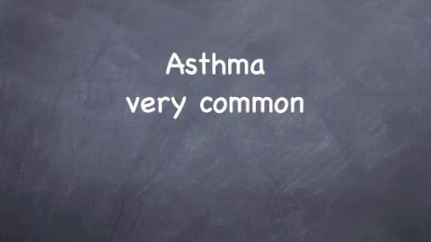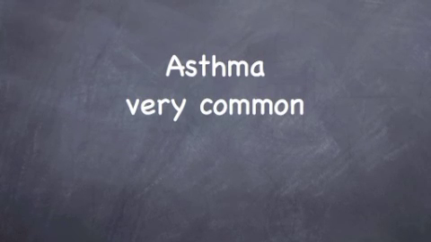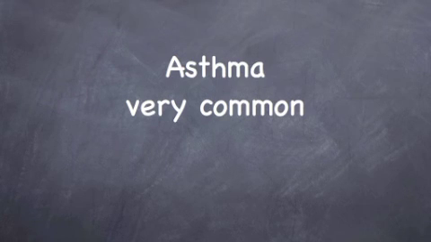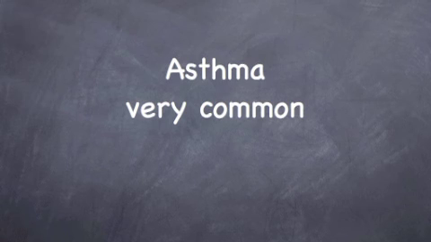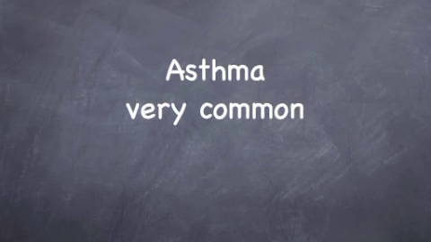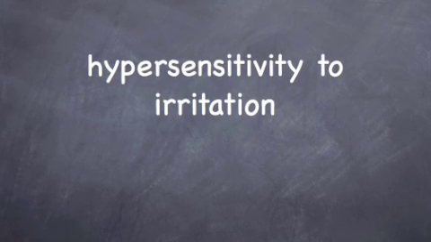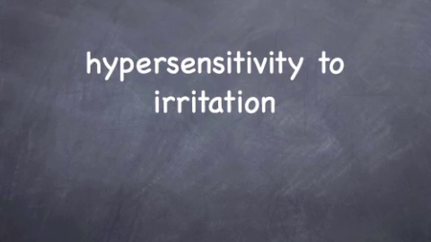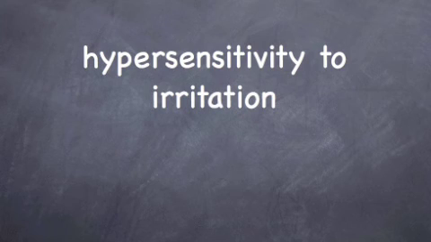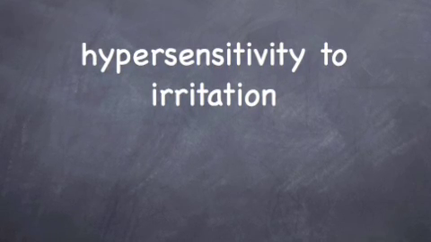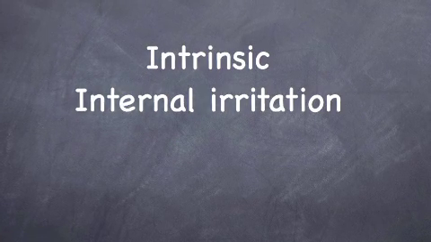Now, a very similar type of condition, or another respiratory condition that can have some similar symptoms, is asthma. And that is a very common recurring healthcare problem, just as common, probably more common than chronic bronchitis anyway. It is a condition that has hyperactivity or hypersensitivity to some type of irritation. Now, it could be an internal irritation, and sometimes we call that intrinsic, which means that we don't really know what caused it.